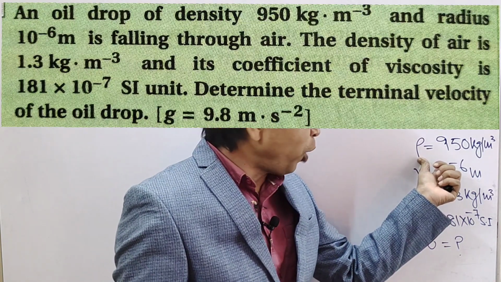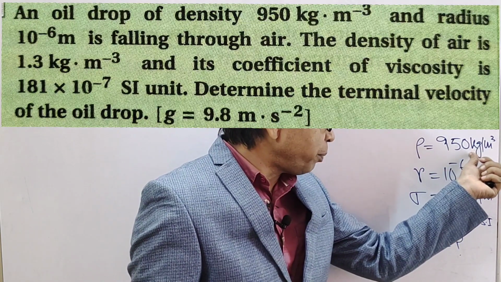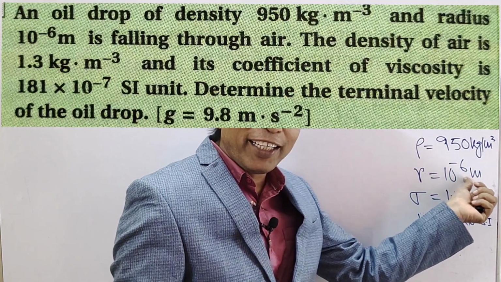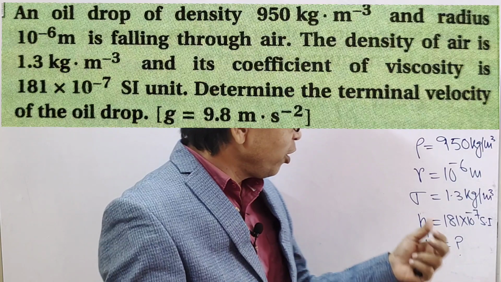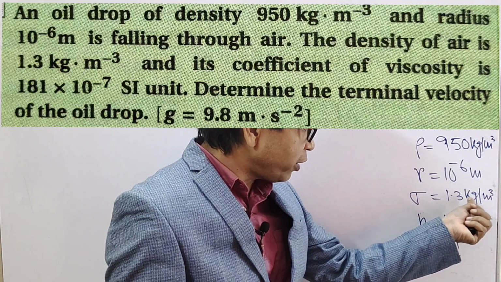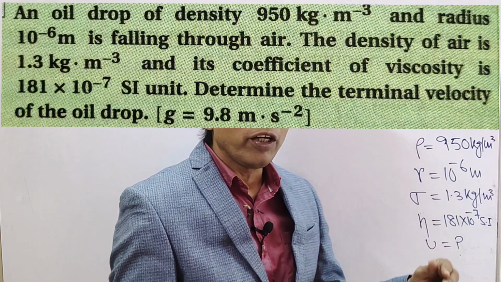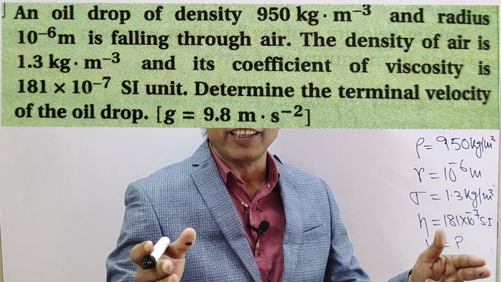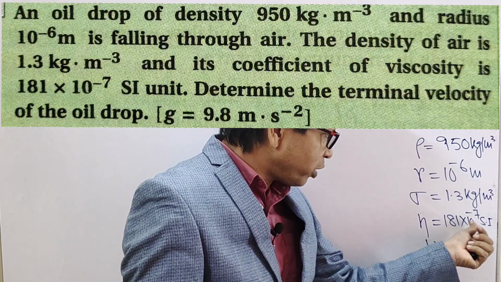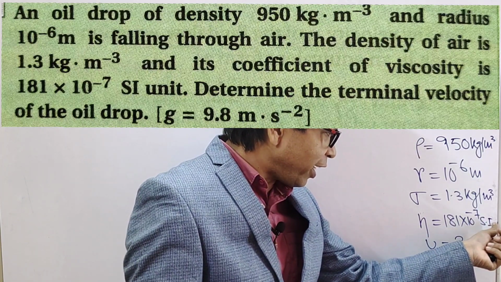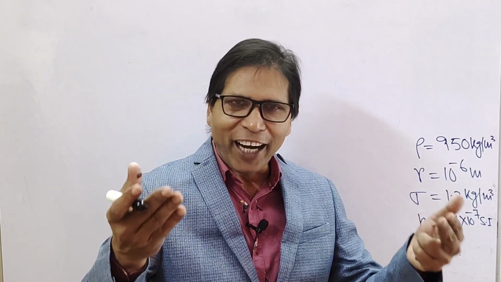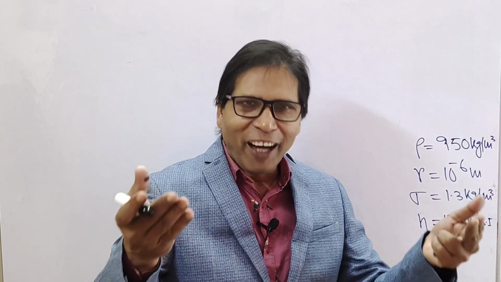An oil drop of density 950 kg per meter cube and radius 10 to the power minus 6 meter is falling through an air medium of density 1.3 kg per meter cube with terminal velocity. If eta equals 181 into 10 to the power minus 7 SI unit, we have to calculate the terminal velocity. Now look at this.